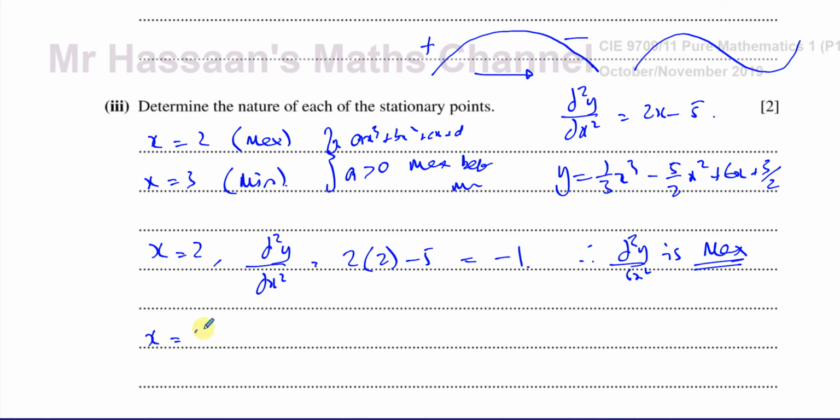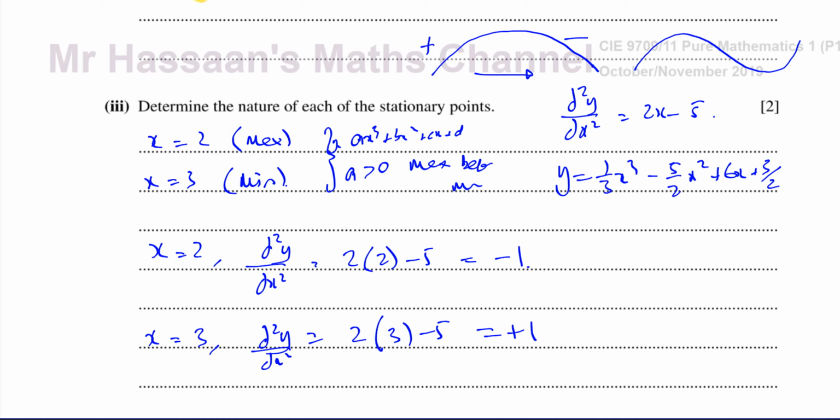At the minimum turning point, in this case x equals 3, you'll see what happens. The second differential is going to be 2 times 3 minus 5, which gives us plus 1. So therefore, I should write this in a better way. As d squared y dx squared is less than 0, therefore x equals 2 is a maximum point. And here, as d squared y dx squared is greater than 0, therefore x equals 3 is a minimum point.